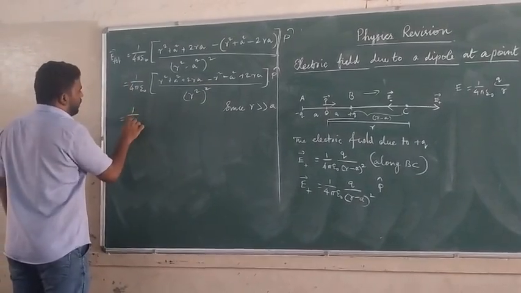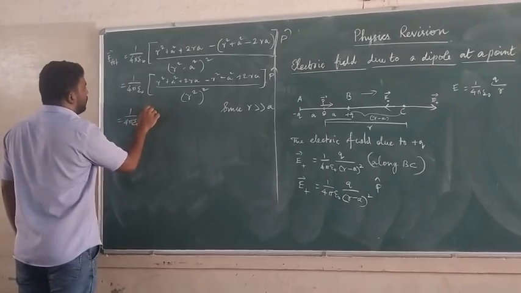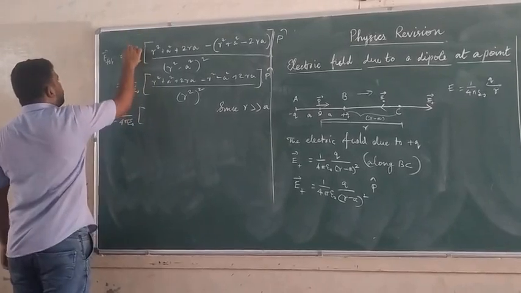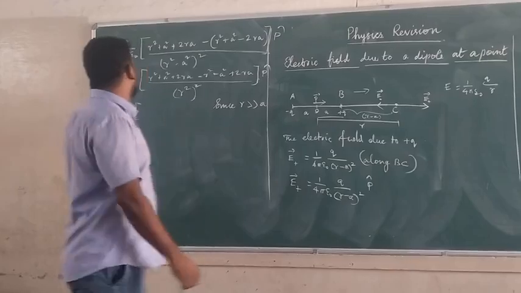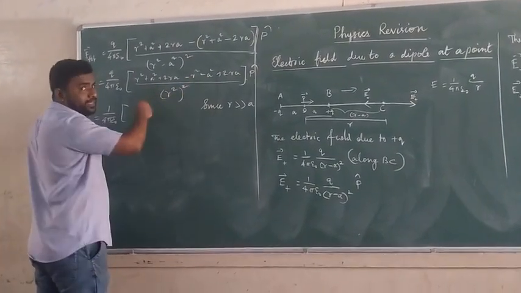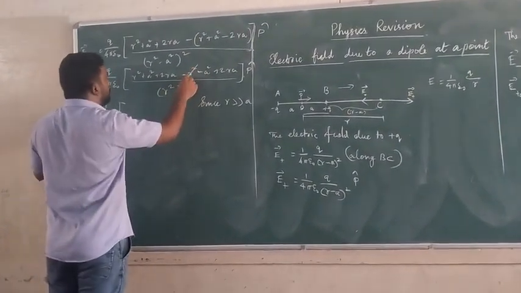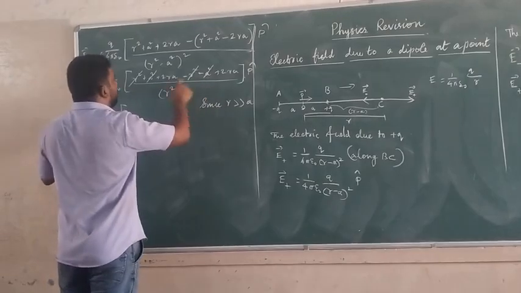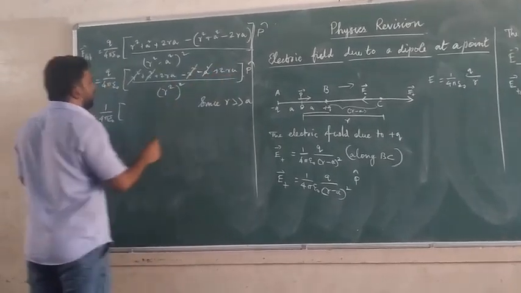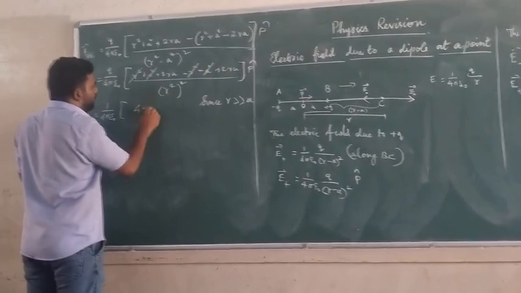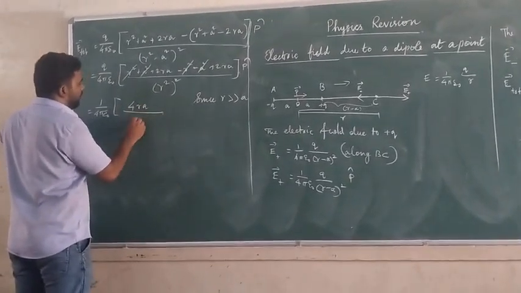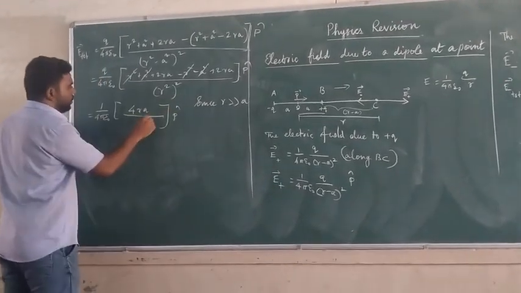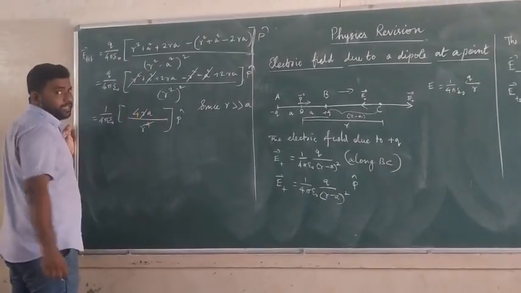1 by 4 pi epsilon naught. So this becomes cube, let's write cube here. Now we can cancel terms. R square we can cancel. A square will get cancelled. We have 2RA, another 2RA, totally 4RA, divided by R power 4. So now in this R power 4, one R will get cancelled.